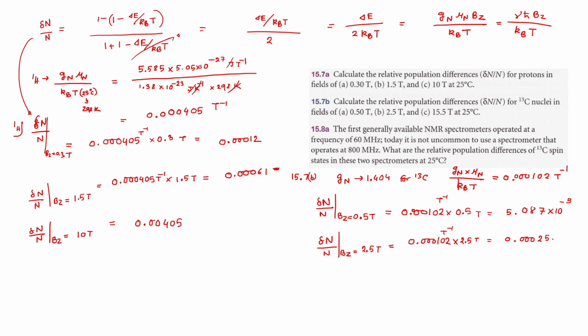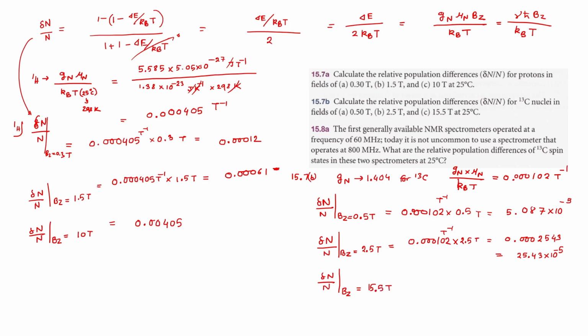0.0002543, which is actually 1, 2, 3, 4, 5, 5.43 into 10 to the power minus 5, right? You can write it in any term, any kind of this. You just need to solve it. Very easy problem, right?